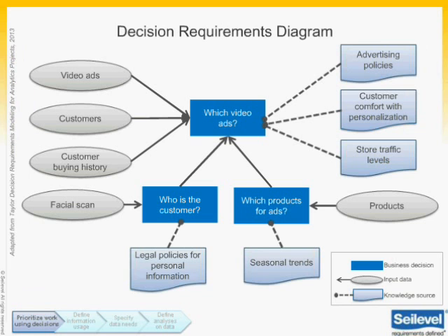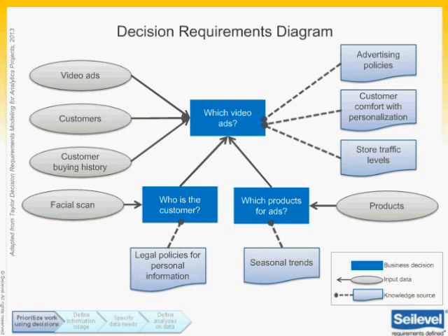So in our scenario, we want to select a video ad. Well, we need to know things like who the customers are, what their buying history is, and what the video ads themselves are that I can choose from. Those are some of the inputs to this decision. We also need to know things like our advertising policies, and maybe how our customers react to this type of personalization. If they have negative reactions to seeing their own face in the video ad, we might want to dial back that level of personalization. We also need to know things like traffic levels in the store. I can't show a long ad at peak time because I've got a lot of people walking by the screen, so I want to keep them very short.